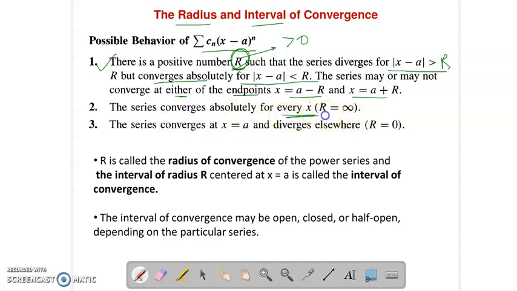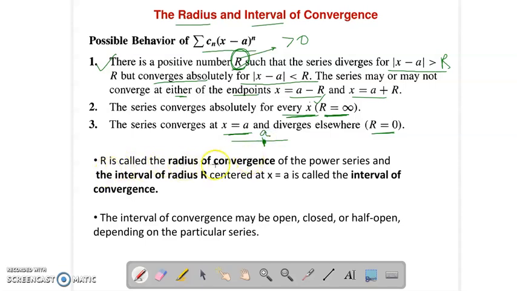So we say in that case R is infinity. So we have introduced here that if the series converges absolutely for all values of x, it means R is infinite. The third case is that the series converges only at the point x equals a and diverges elsewhere. So we say R is equal to 0. Its radius of convergence is 0. It is converging only at this point.